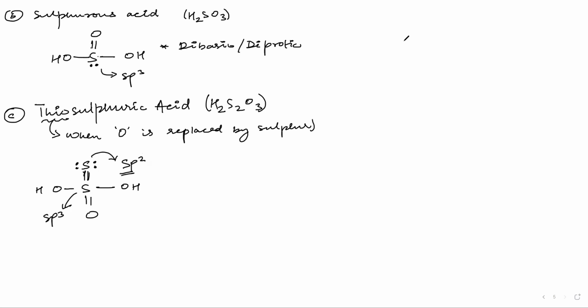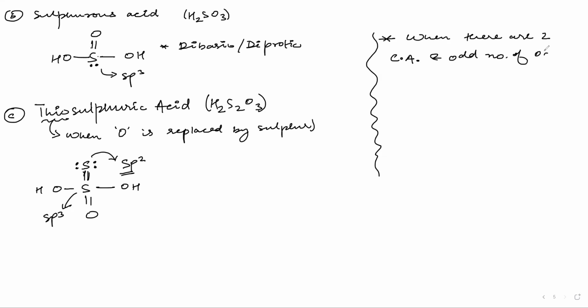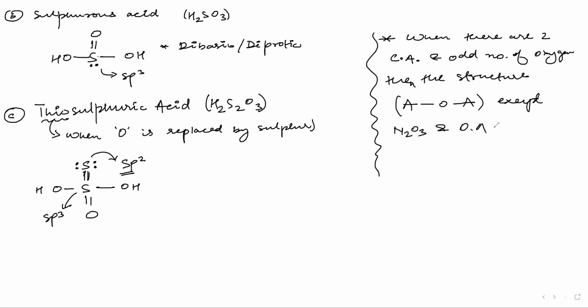Also remember one more point I have told you earlier. When there are two central atoms and an odd number of oxygens, then the structure is AOA bonding, except for N2O3 and oxy acids of sulfur. In oxy acids of sulfur, we will use some other concept. Write this, then we will discuss this part. How will the bonding take place in oxy acids of sulfur?